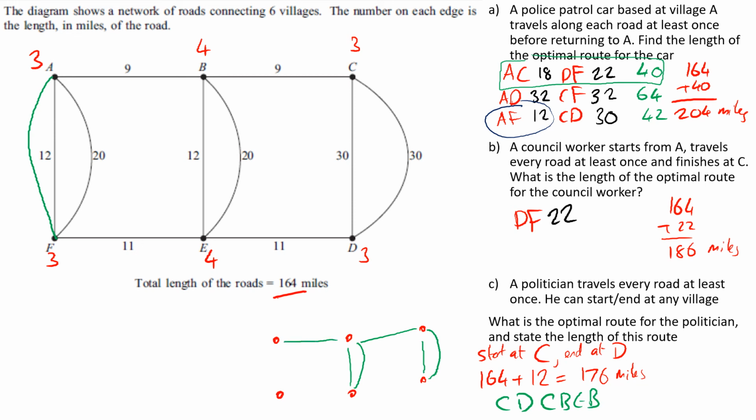Let's go to A, and then to F, to A, and back to F. It's a little bit of a faff, isn't it? And then to E, and then finish at D. So there's a possible route we could use, 176 miles. Lovely. So that's the Chinese postman algorithm.